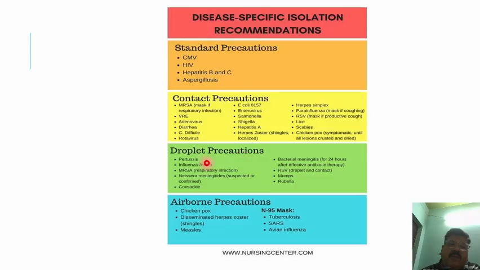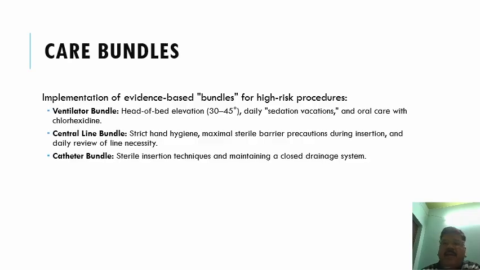Droplet precautions should be undertaken for pertussis, influenza A, MRSA, Neisseria meningitidis, Coxsackie, bacterial meningitis, respiratory syncytial virus, mumps, and rubella. Airborne precautions: chickenpox, disseminated herpes, measles, tuberculosis, SARS, and avian influenza. So SARS, actually it was SARS-CoV-2. That is, COVID was categorized under the droplet precautions. In the beginning, they said airborne precautions, but afterwards it was found that droplet precautions are sufficient for COVID-19.